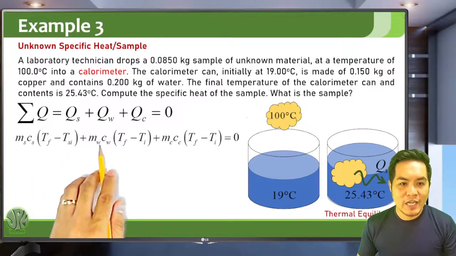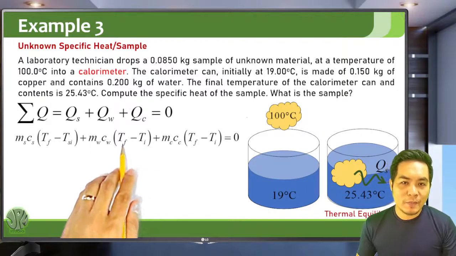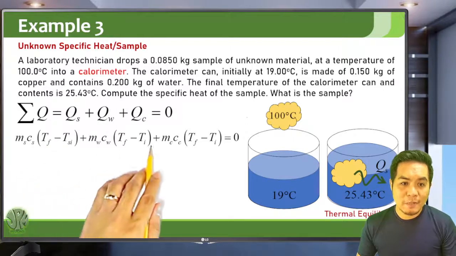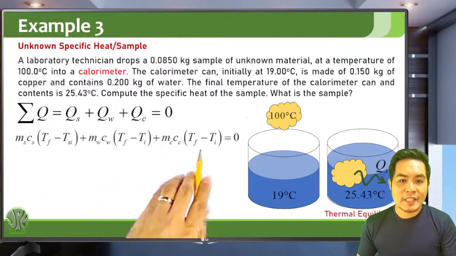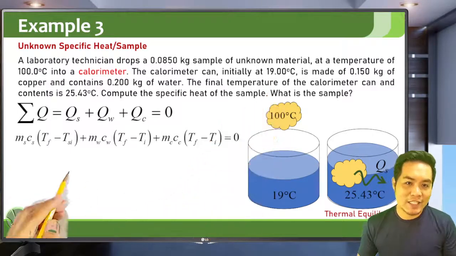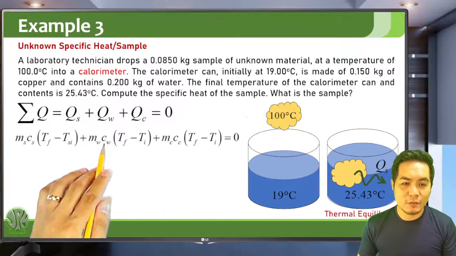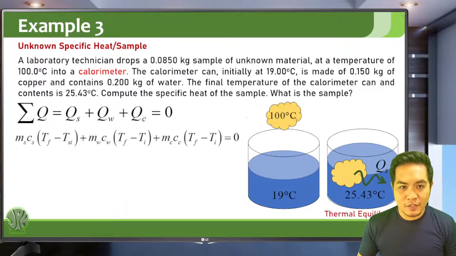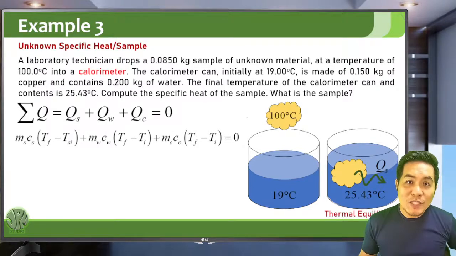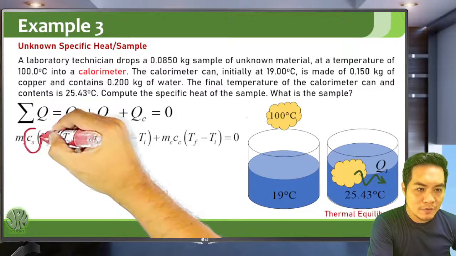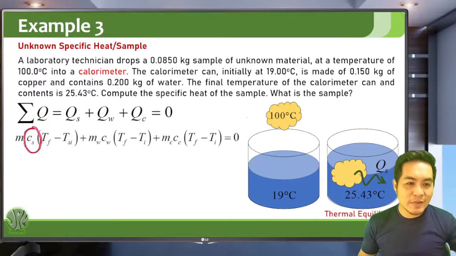So this is the heat absorbed by the water. The final temperature of the water is the same as the final temperature of the sample. But the initial temperature of the water is the same as the initial temperature of the copper calorimeter can, which is 19 degrees Celsius. So this is the specific heat of water, and the specific heat of the copper calorimeter can. All of these values are given except for the specific heat of the sample, and that's actually what we are trying to find.